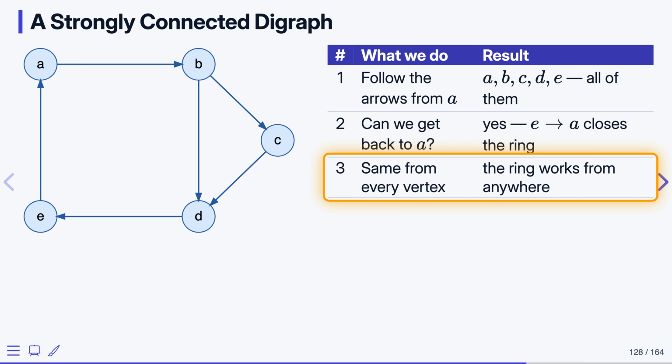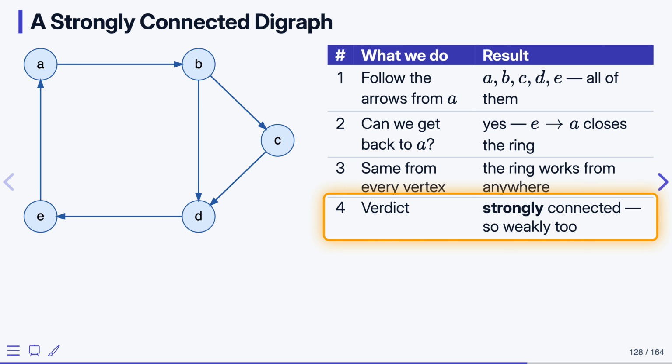Step 3. Because those 5 vertices sit on one directed ring, the same trip works starting anywhere. From C, keep going around and you will pass through every vertex and return to C. Step 4. So there is a directed path both ways between every pair. The graph is strongly connected, and every strongly connected graph is weakly connected too, so that follows for free.